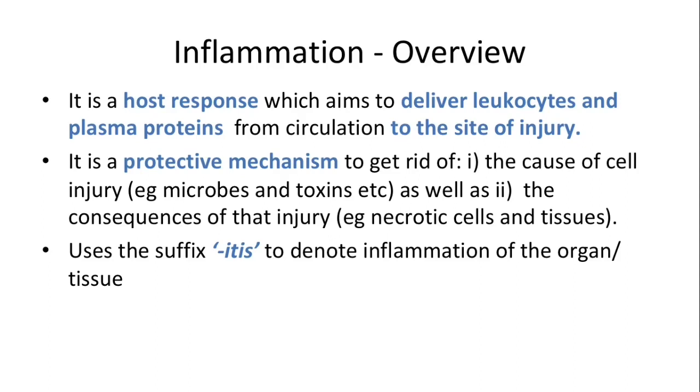And in general, when there is an inflammation, we use the suffix -itis to denote inflammation of the organ or tissue. As in the example that we've seen earlier, inflammation of the conjunctiva, we call it conjunctivitis. If you have an inflammation of the appendix, then you call it appendicitis, and so on and so forth.